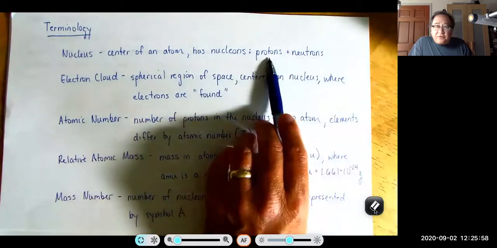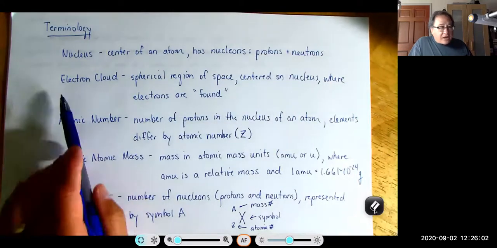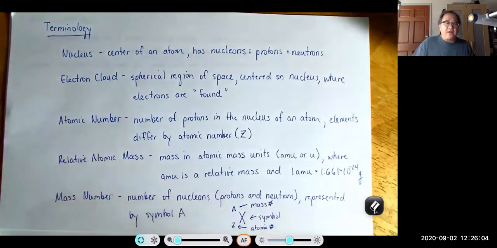All right. Protons are a type of nucleon. Neutrons are a type of nucleon. There's the electron cloud. That's what we call that region of space where you find the electrons, an electron cloud. Sometimes it's called an electron region. Both are just fine.